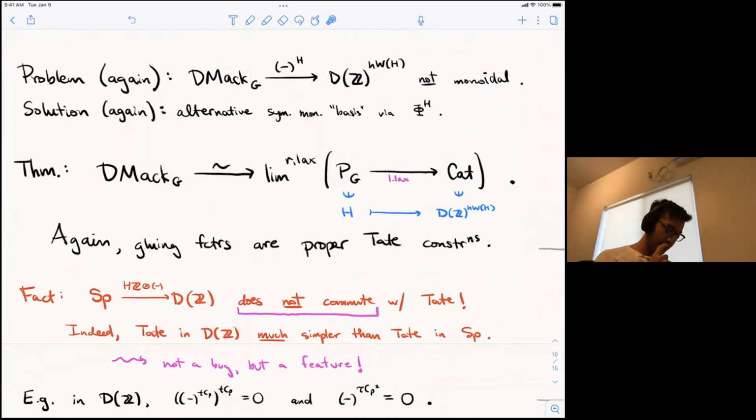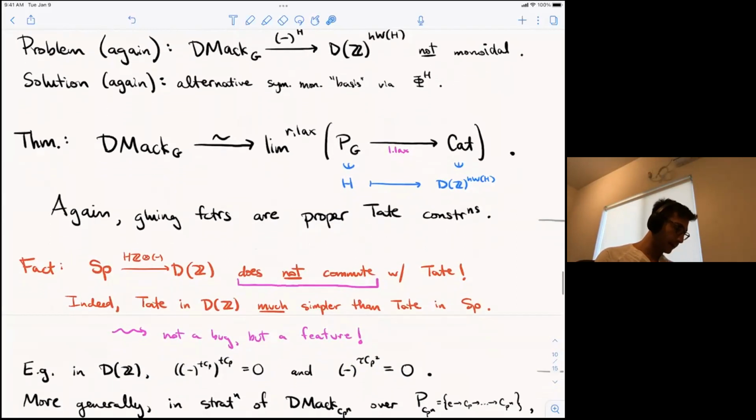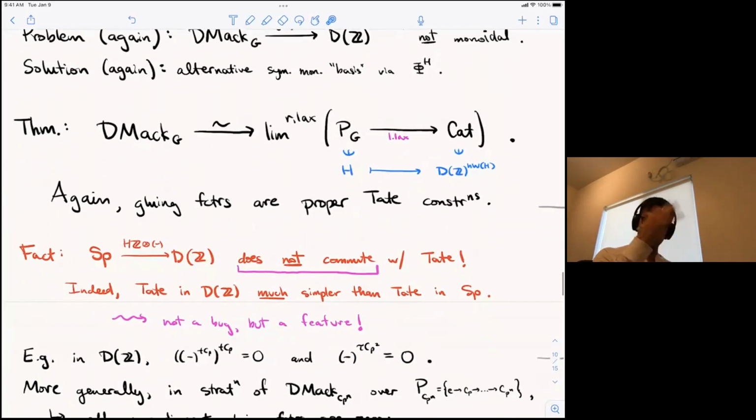And so as a result, I would say this failure of commutativity is a feature and not a bug. So for example, if you do Tate C_p, that's just zero. If you do proper Tate C_{p^2}, that's zero. These are things that are very non-trivial in spectra, but Z linearly, they are literally trivial. And so this dramatically simplifies what the stratification is giving us.